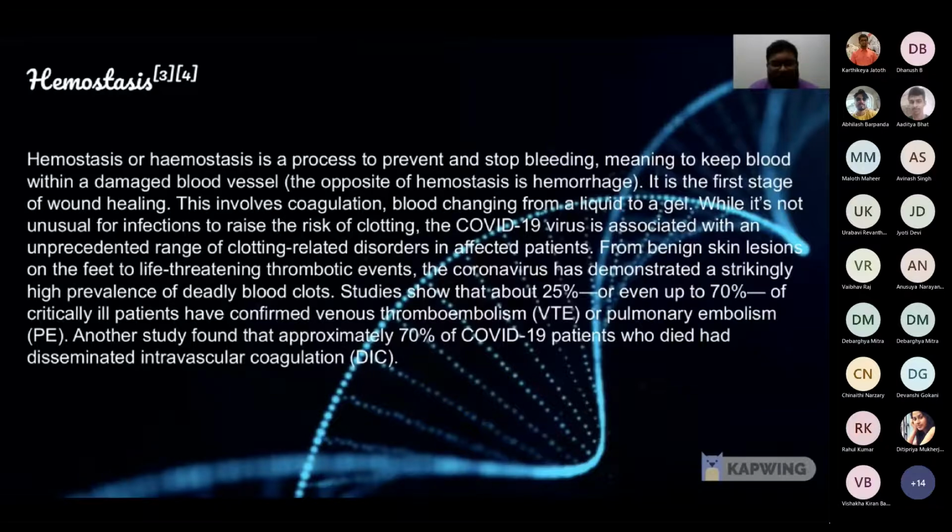From benign skin lesions on the feet to life-threatening thrombotic events, the coronavirus has demonstrated a strikingly high prevalence of deadly blood clots. Studies show that about 25% or even up to 70% of critically ill patients have confirmed venous thromboembolism, VTE, or pulmonary embolism, PE. Another study found that approximately 70% of the COVID-19 patients who died had disseminated intravascular coagulation, DIC.